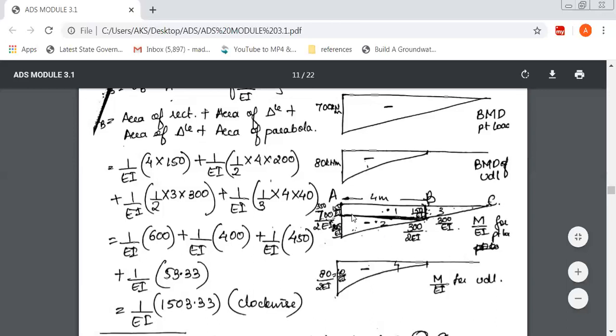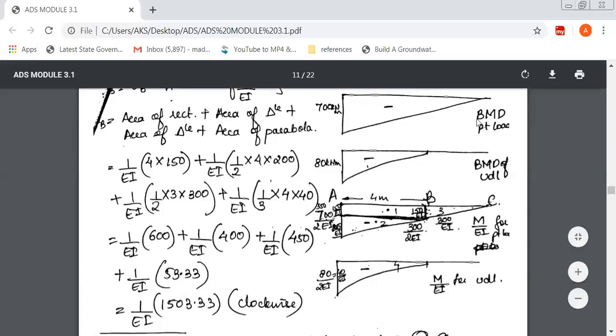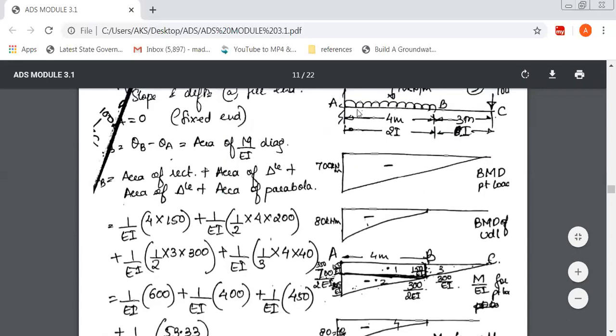To make things simple, we have split this into three different parts: one is a triangle, the second is also a triangle, and the third one is a rectangle. Okay. So this is the M over EI diagram for only the point load. Next, we have to do the same process for the M over EI diagram for the UDL, because there's a UDL here.